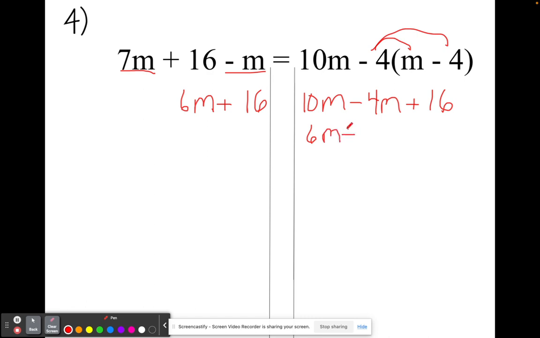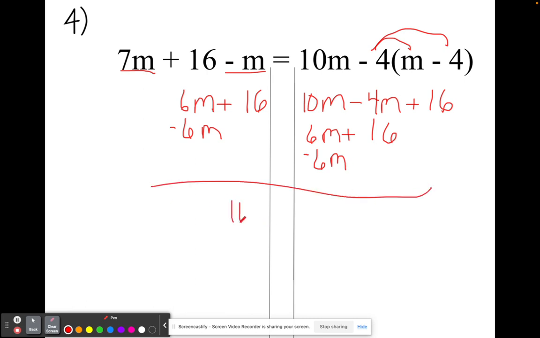plus 16. Now you can already see this is an identity. On my left side, I have 6m plus 16. On my right side, I have 6m plus 16. I could take it a step further and subtract 6m from both sides. And I get 16 equals 16, which is a true statement.